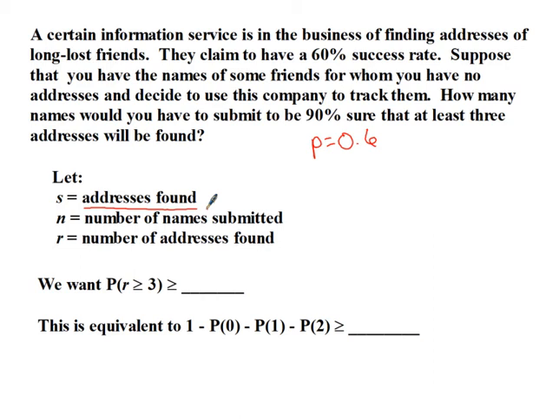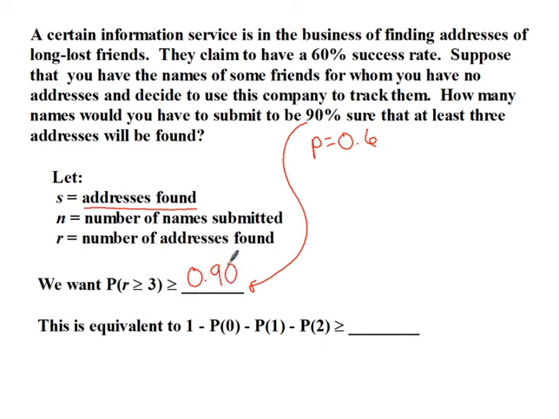Suppose that you have the names of some friends for whom you have no address and decide to use the company to track them. How many names would it take to have submitted so you're 90% sure that you got at least 3 addresses found? Okay, so this second percent is maybe a little confusing because it's the second percentage we found, but that's the answer that we're looking for.